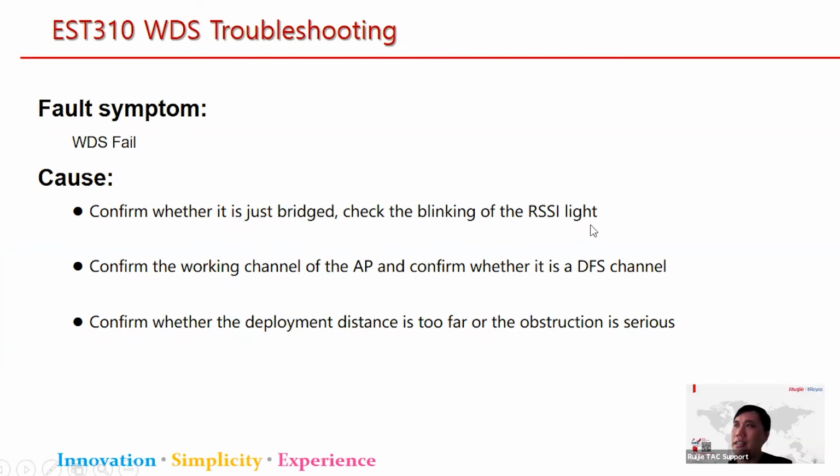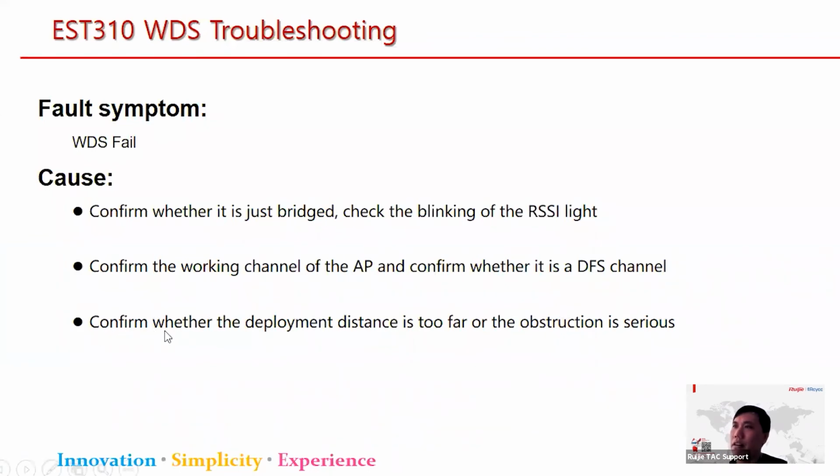Because when the RSSI light is blinking, which means only 1 bar, that means the bridging is out of coverage. Maybe your point is not in the correct position, so you want to do some adjusting based on the indicator of the RSSI line. Second, confirm the working channel on the AP, and whether it's a DFS channel. Sometimes after you change the channel, the WDS cannot come up. There may be a reason because of the DFS channel problem.